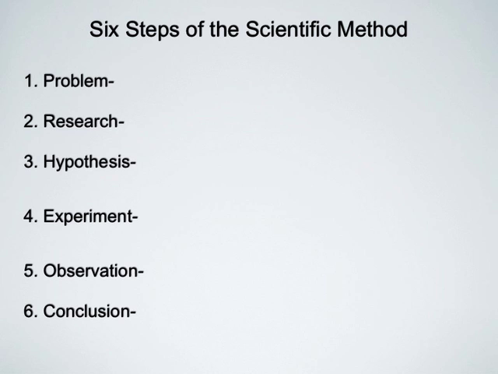So when we talked about the scientific method, we said there's sort of 6 steps that we named that are important. Problem, research, hypothesis, experiment, observation, and conclusion.